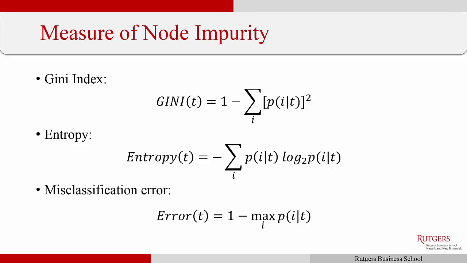And here we introduce 3 popular measurements of the node impurity. The first is the Gini index, the second is entropy, and the third one is the classification error. Do not be scared by the mathematical functions, the idea of the measure is very simple. When the degree of impurity is low, or it is pure, the Gini index, entropy, and the classification error should be 0.